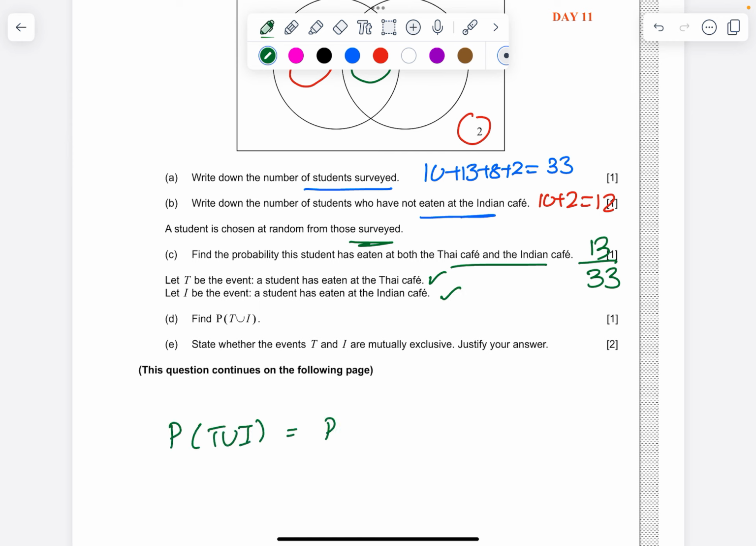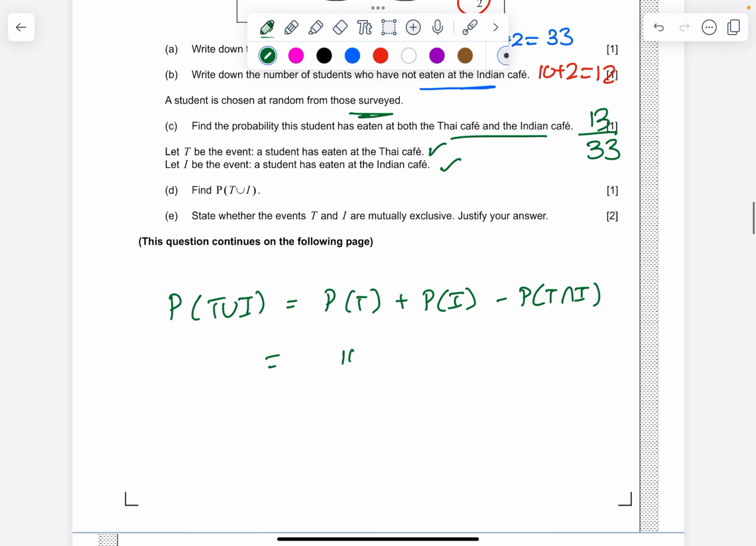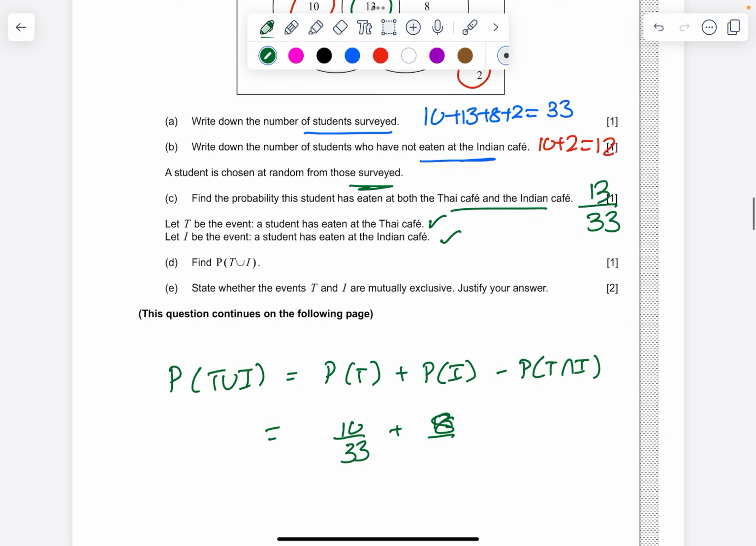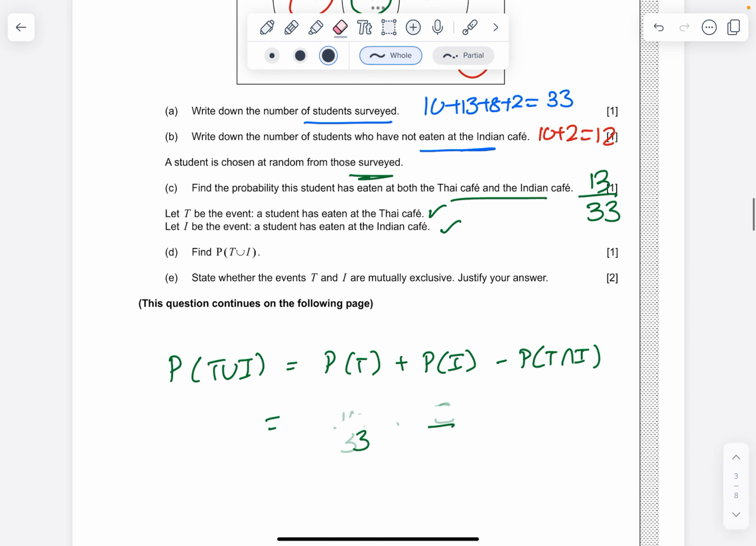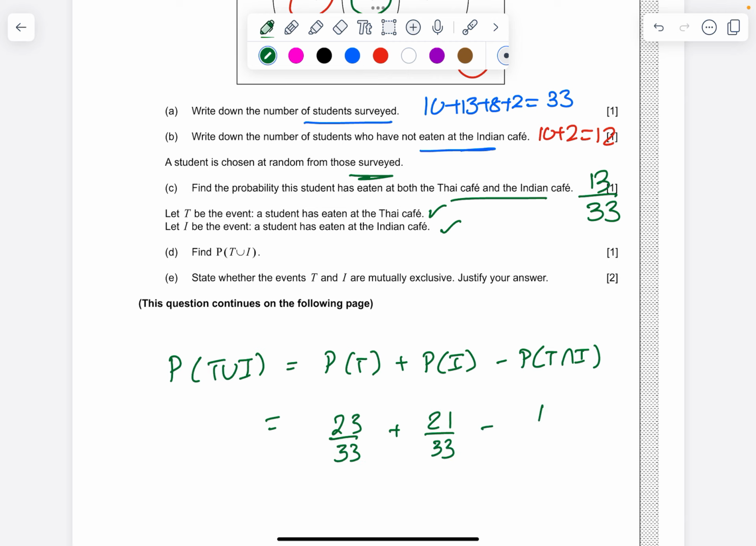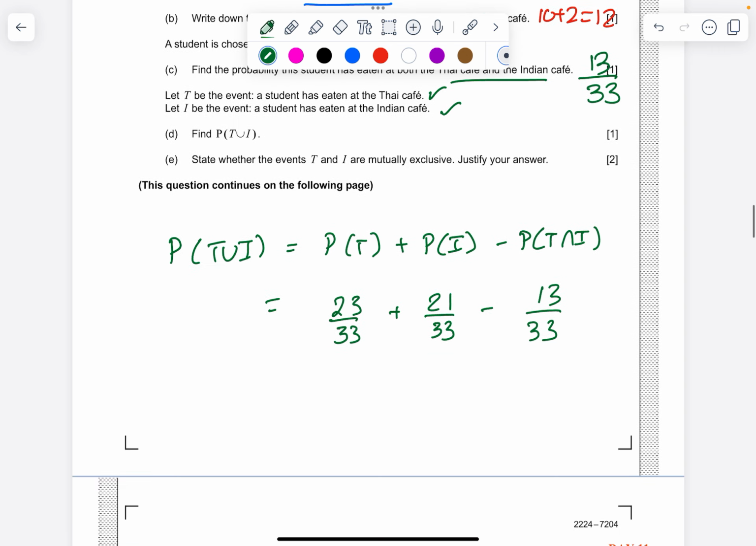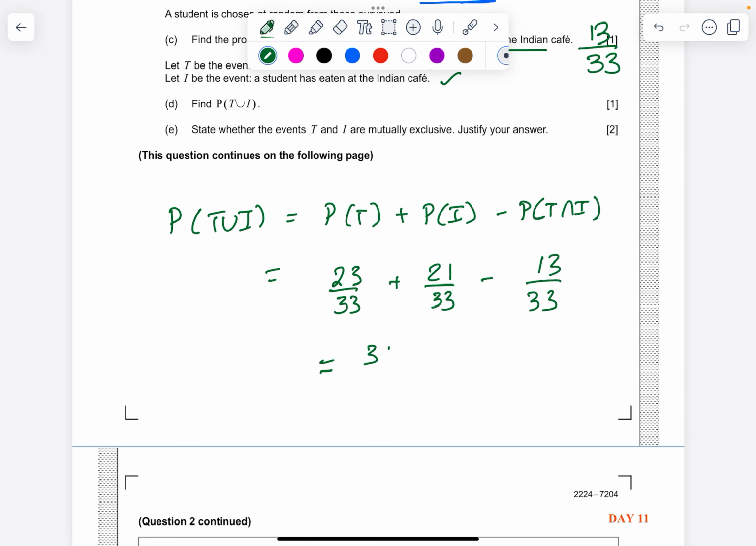The T union I formula is probability of T plus probability of I minus probability of T intersection I. 10, 13, 8. 10 upon 33 plus 8 upon 33. Probability of T is 23, not 10. It's going to be 23 upon 33 plus 21 upon 33 minus 13 upon 33. 44 minus 13, so it is going to be 31 upon 33.